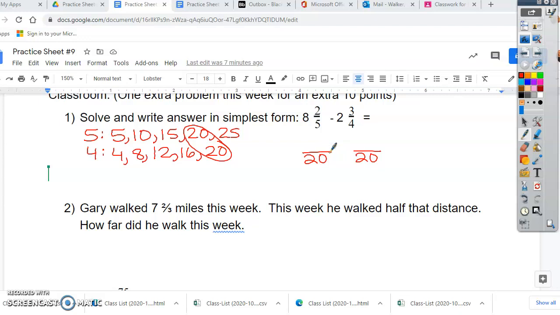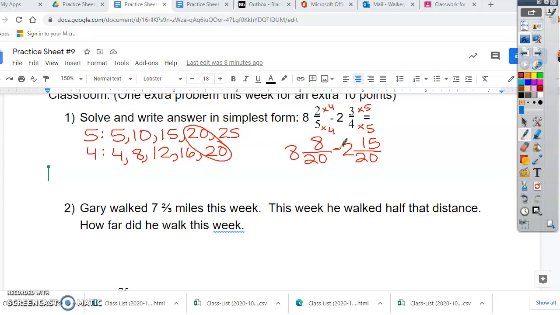20, 20. Now remember, our next step is make equivalent fractions. So 5 times what is 20? 5 times 4, right? If I multiply the bottom, I multiply the top. What about 4 times what is 20? 4 times 5, right? If I multiply the bottom, I multiply the top, and I get 15. Okay?